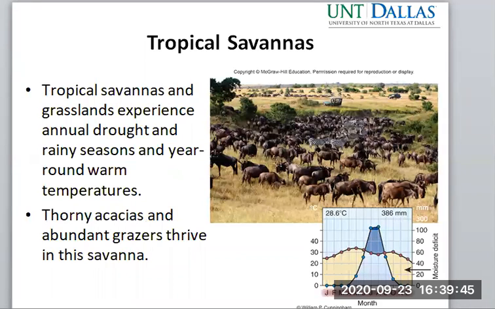Talking about the tropical savannas, like we already discussed, these savannas are actually kind of grasslands, but they don't have those plants like grasslands, the smaller vegetation. So they have a kind of trees. Tropical savannas and grasslands experience annual drought and rainy seasons, and year-round warm temperatures. You may find some thorny acacias or abundant grazers. They thrive in this savanna.